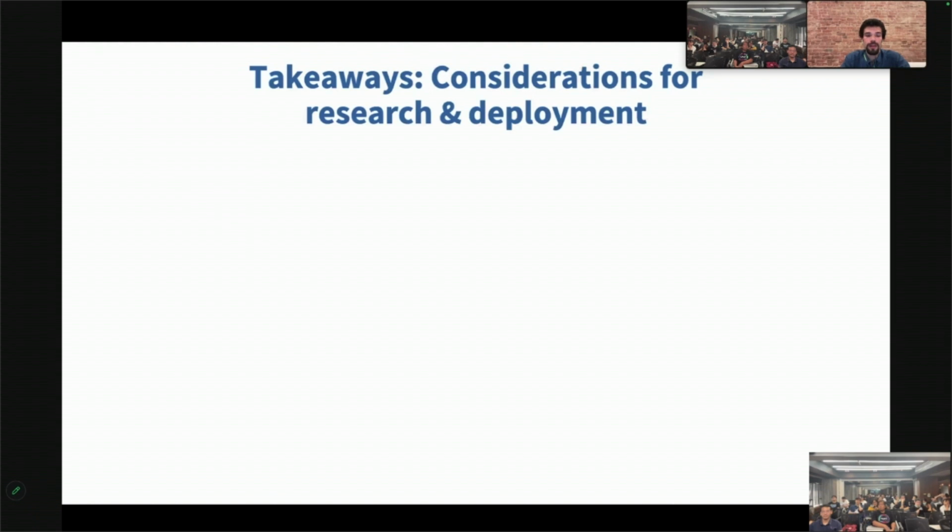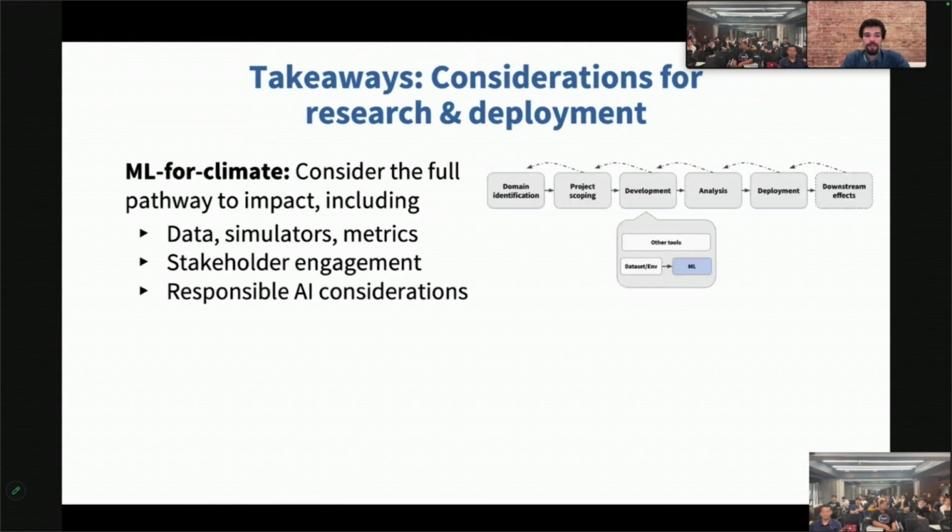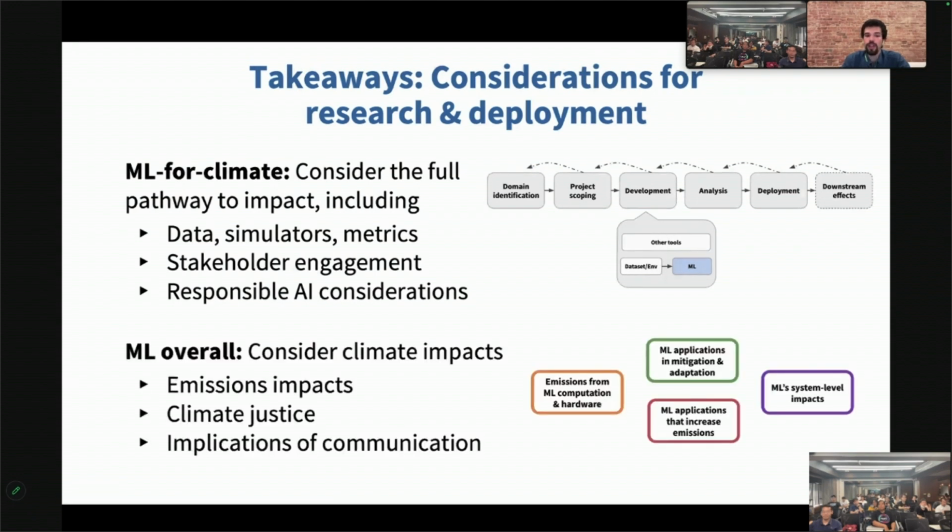So to sum up, when working on specifically climate-related problems, understand how your algorithm is situated within the broader pathway to impact, and engage with stakeholders across the pathway. When working on ML in general, think about its climate impacts, emissions, equity and climate justice, and public perception of ML.